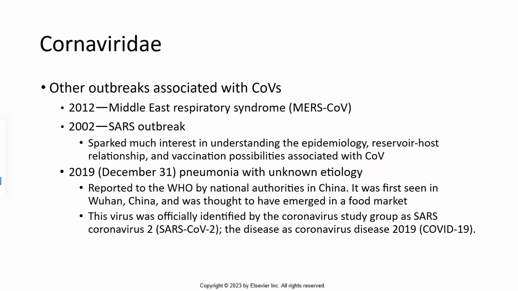And in 2019, pneumonia with unknown etiology was reported to the World Health Organization by national authorities in China, first seen in Wuhan, China, and thought to have emerged in a food market. The virus was officially identified by the Coronavirus Study Group as SARS-CoV-2. The disease is coronavirus disease, COVID-19.